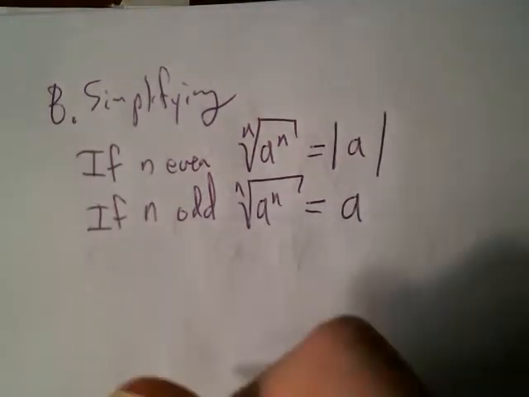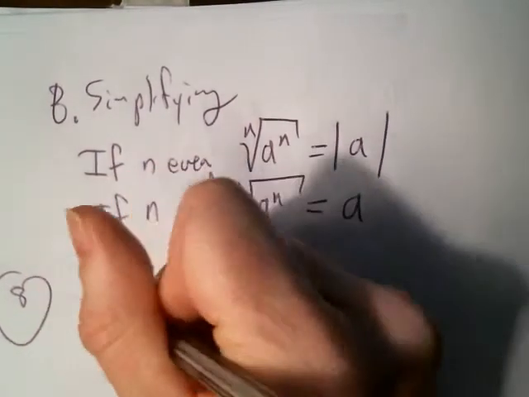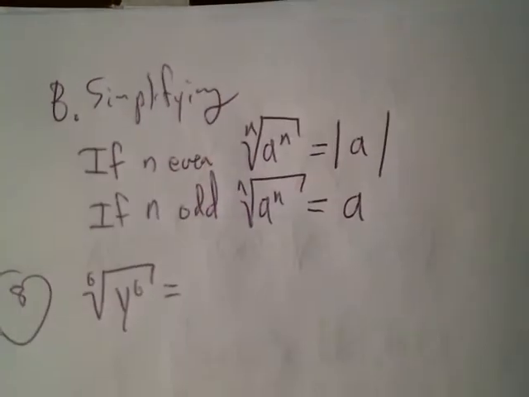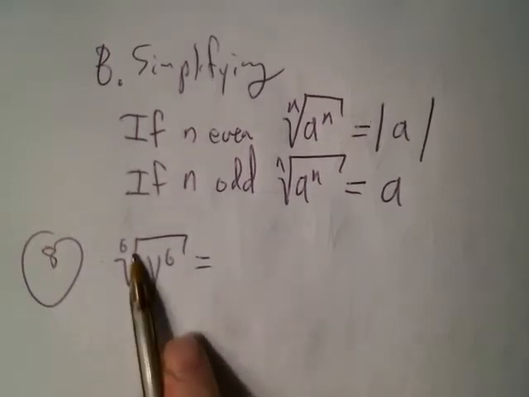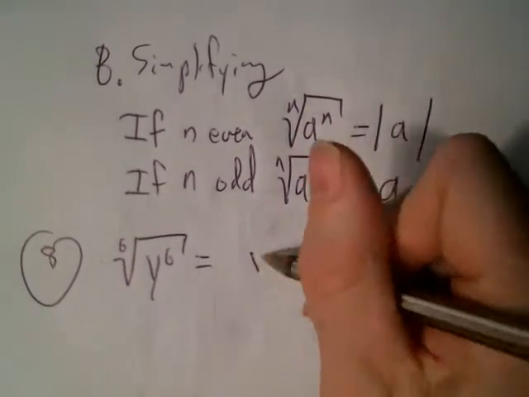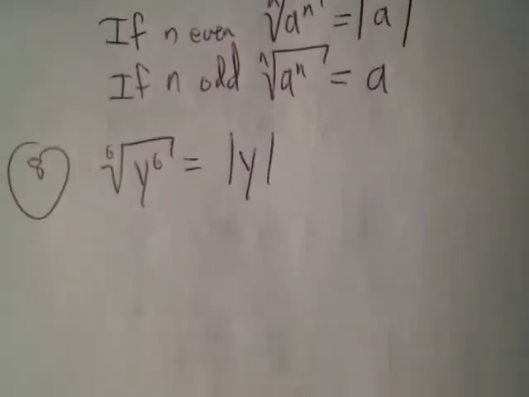Okay, so let's chug through a couple of those. Here we have the 6th root of y to the 6th. Okay, so these are even. So you're left with y, but you have to slap on some absolute values for safety purposes.